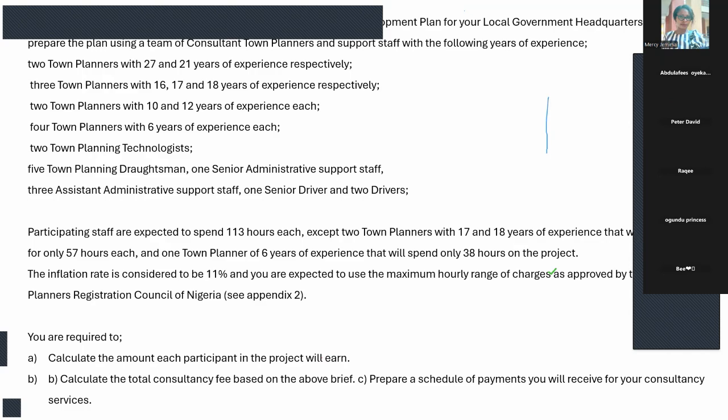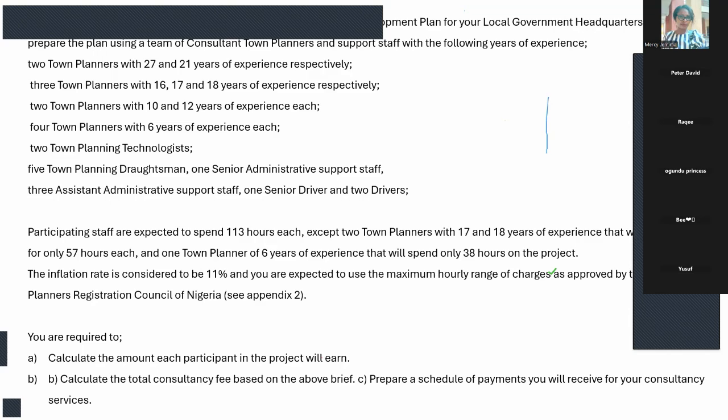We have two town planners with 27 years and 21 years of experience. Then we have three town planners with 16 years, 17 years, and 18 years of experience. Next, we have two town planners with 10 and 12 years of experience. We have four town planners with 6 years of experience each. So each of the four has the same years of experience, which is 6.